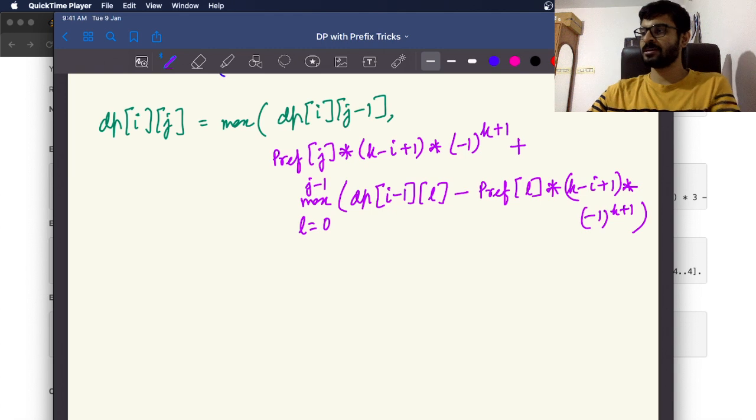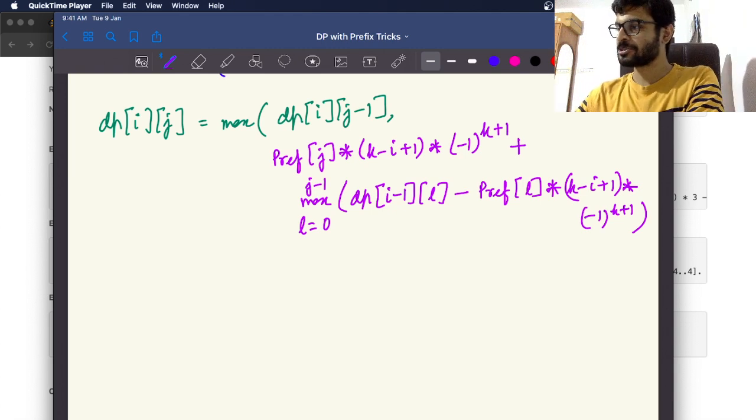So as you can see over here, now you can implement yourself the remaining solution, or you can wait to see for my implementation.